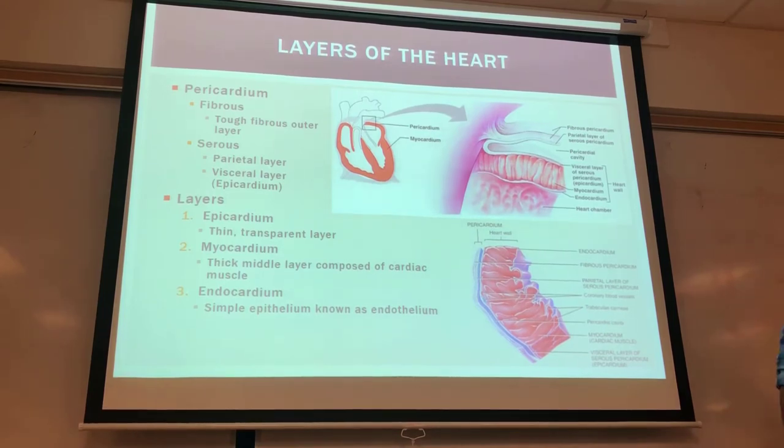pericardial cavity. And the whole purpose of that cavity is to have pericardial fluid, about 35 to 40 milliliters of fluid that flows around. And that serves to lubricate the heart as it expands and contracts against that fibrous pericardium. This is where the term pericarditis comes from.